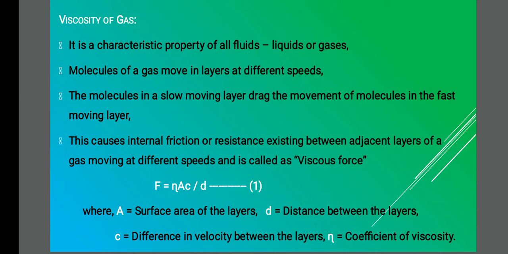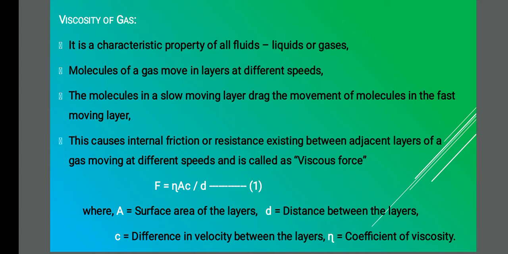Now, if there is a fast moving layer and a slow moving layer, what happens between the two is that there exists a resistance between the adjacent layers of the gas moving at different speeds, and this we call the viscous force, and this is given by the formula F is equal to eta AC divided by D.